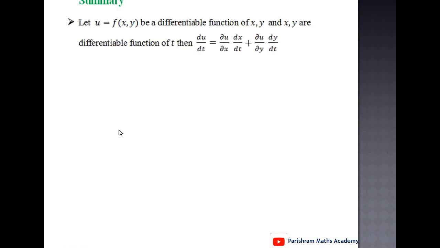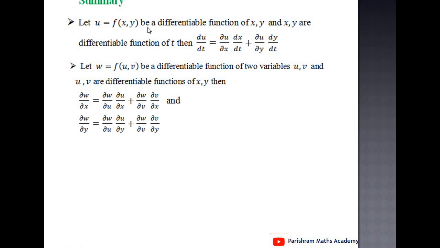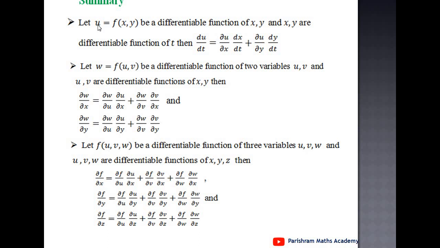Summary. In this chapter we can use 3 chain rules: chain rule for 1 variable, 2 variables and 3 variables. First, when u is a differentiable function of x and y, and x and y are differentiable functions of t, at that time du/dt = ∂u/∂x · dx/dt + ∂u/∂y · dy/dt. This is chain rule first.